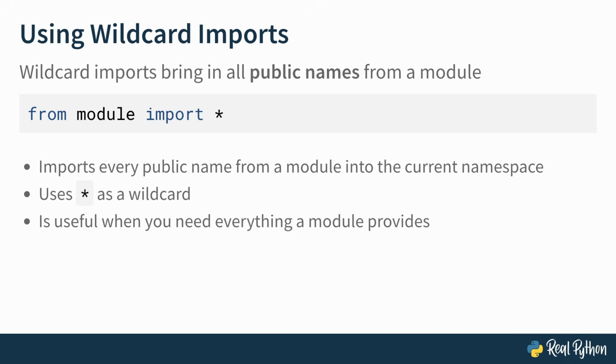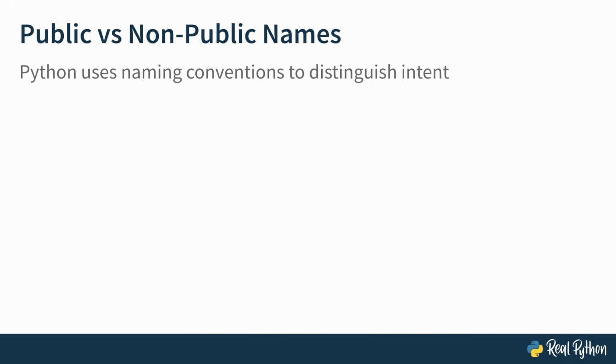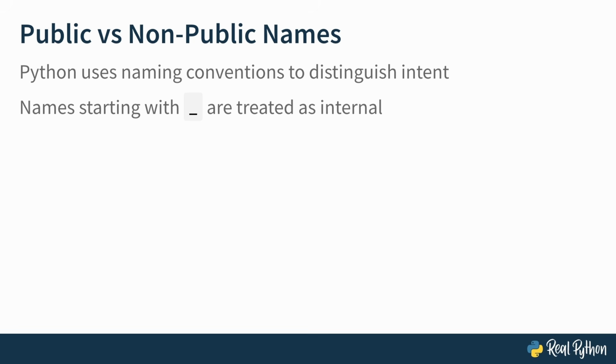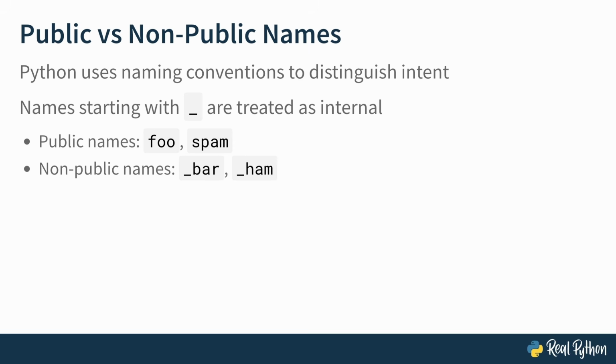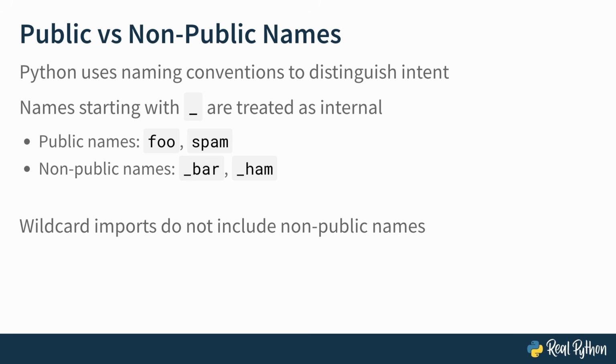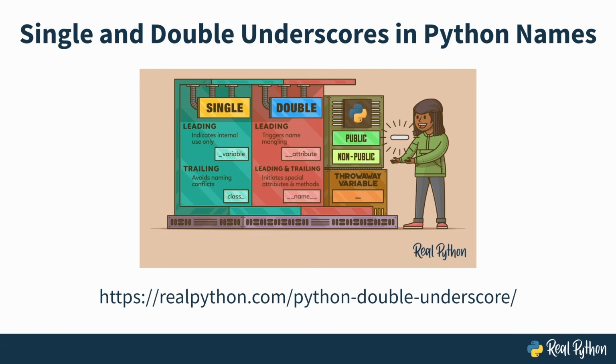So how can you control what's actually imported? The first step is to look at the term public. Since you can't actually designate code objects as private in Python, Python uses naming conventions to distinguish your intent. Names starting with a single underscore are treated as internal to a module, class, or function. So public names look like foo or spam, while non-public names look like _bar and _ham. But the important thing is, wildcard imports will not include any of these non-public names. As a side note, Python has a long history of using underscores this way. To learn more, check out single and double underscores in Python names.